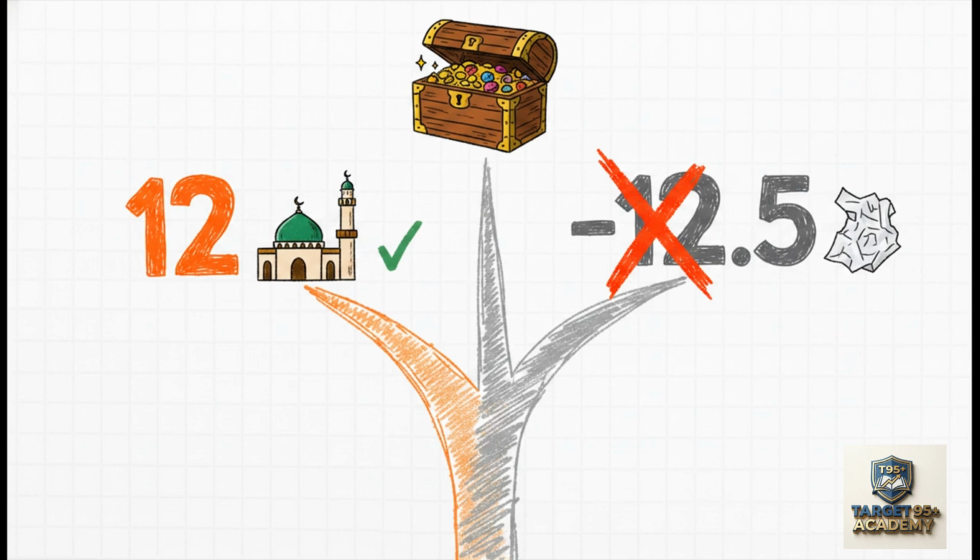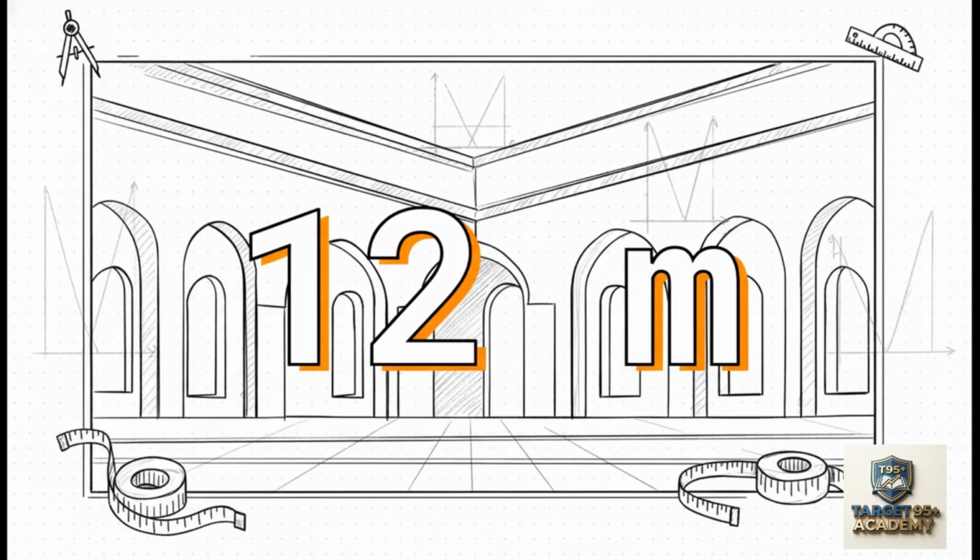Now mathematically, both answers are correct, but this is where we have to use our common sense and bring it back to the real world. Can the breadth of a room be a negative number? No way. Of course not. So logic tells us we can just throw that negative answer away. So that leaves us with only one logical answer. The only solution that makes any sense in the physical world is 12. The breadth of the prayer hall has to be 12 meters.